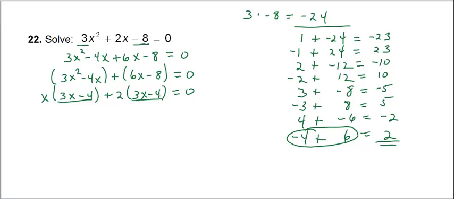Notice again that our grouping inside the parentheses, the 3x minus 4, is the same. That's our GCF. And when we remove that, that will leave us with another factor of x plus 2. So in its factored form, 3x squared plus 2x minus 8 is 3x minus 4 times x plus 2. Since we're solving, we'll set each factor equal to 0 and solve.